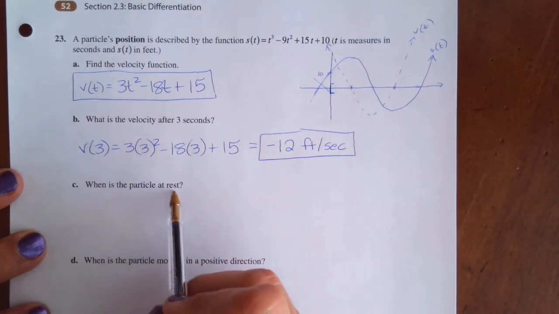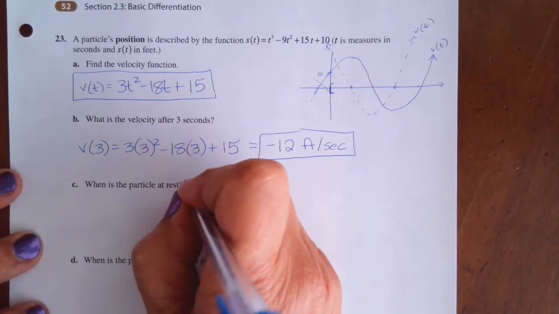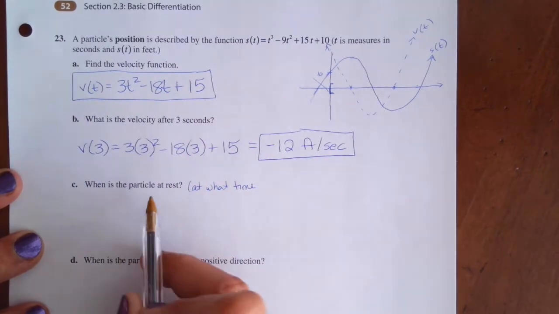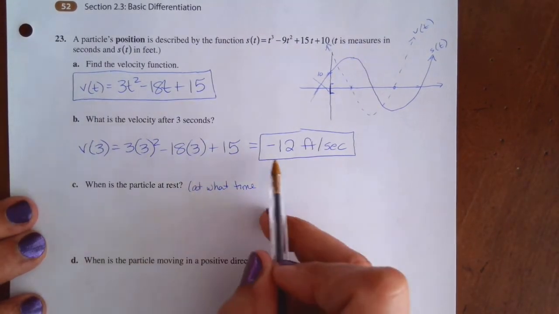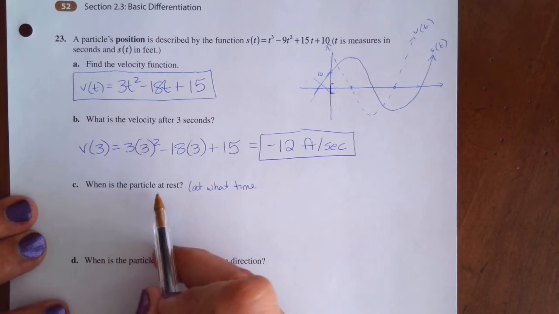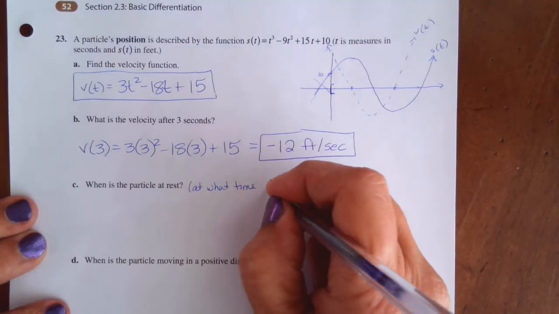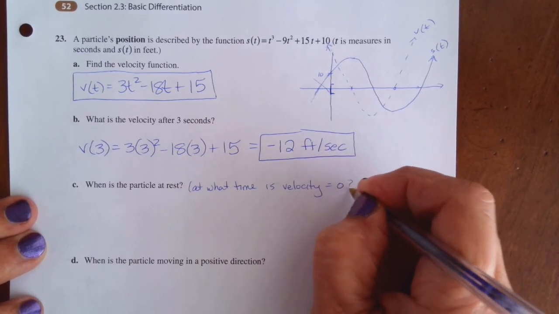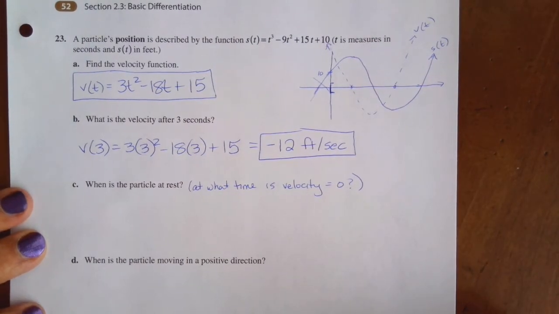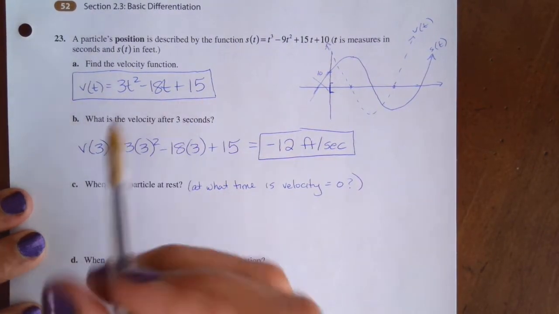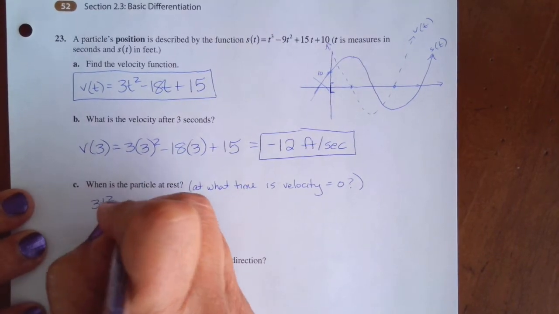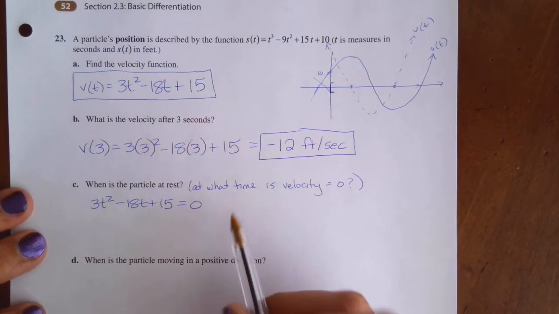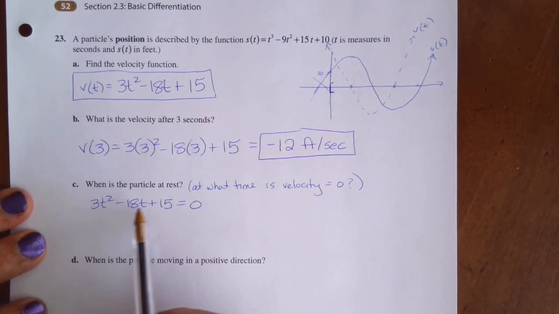All right. Well, when is the particle at rest? Okay. So what does that mean? When is the time? So this means at what time is the particle at rest, meaning the velocity would be 0, right? Velocity is movement. So at what time is velocity equal to 0? That's what you're being asked right there. Okay, so that means I'm going to take the velocity, 3t squared minus 18t plus 15, set it equal to 0. We want to find the time, when. So we're looking for the t's.